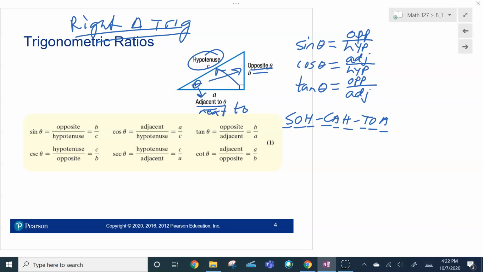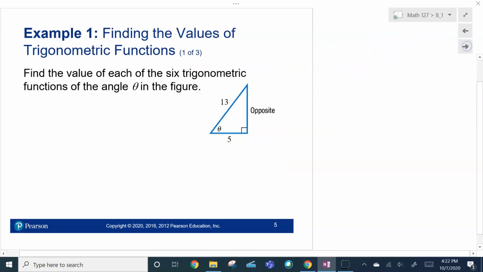And then, of course, we have our reciprocal functions here. So the cosecant, we'll just flip that over. Secant flips over the cosine. Cotangent, as you guys know, flips over the tangent there, okay? All right, let's find the value of each of the 6 trig functions of the angle theta here. Notice the side opposite there is already labeled.